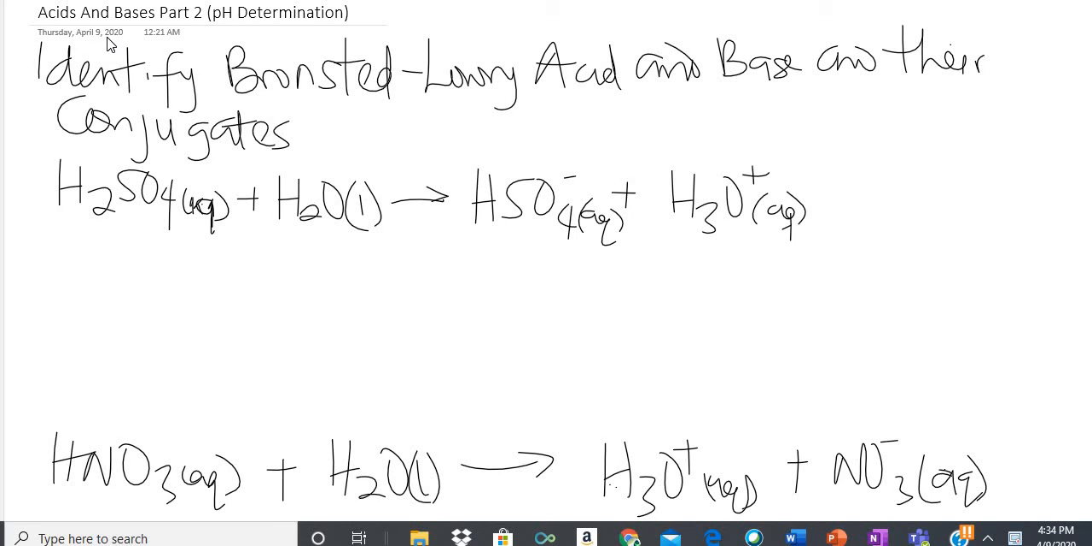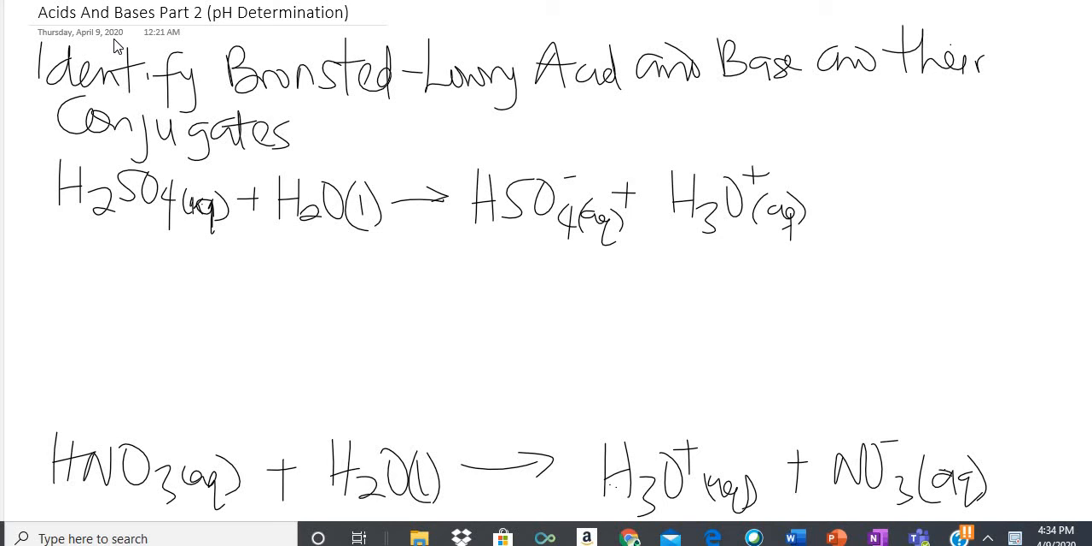Hello everyone, in this video I will be showing us how to identify Brønsted-Lowry acid and base and their conjugates, and a couple of examples on how to determine the pH and to know if a solution is basic, acidic or neutral. So this question says, identify Brønsted-Lowry acid and base and their conjugates in this equation given.